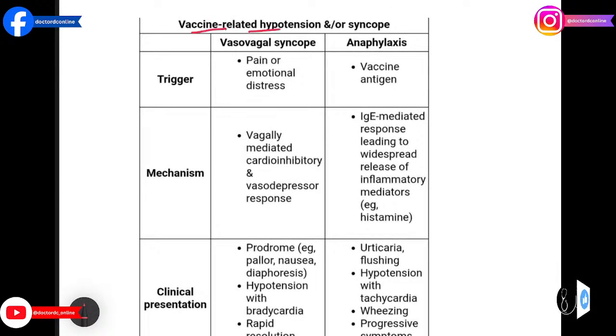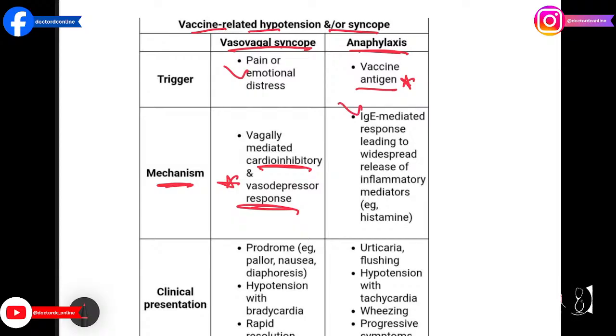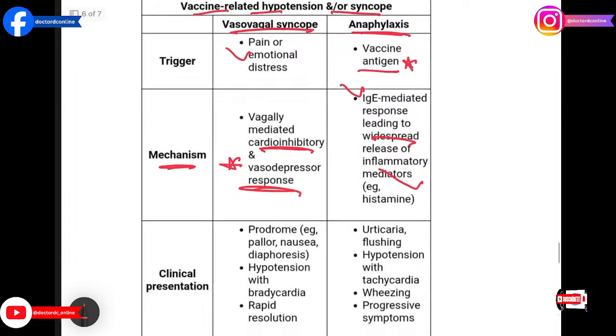After the vaccination, related hypotension and syncope. So we will relate how it is triggered. The vasovagal syncope is going to be triggered by pain and emotional distress. The patients are so afraid and having fear of injection. And anaphylaxis is just a vaccine antigen that is going to cause allergy. Its mechanism is vagal-mediated cardioinhibitory and vasodepressor response, due to decreasing the sympathetic and increasing the parasympathetic activity. In anaphylaxis, there is an IgE-mediated response leading to widespread release of inflammatory mediators.